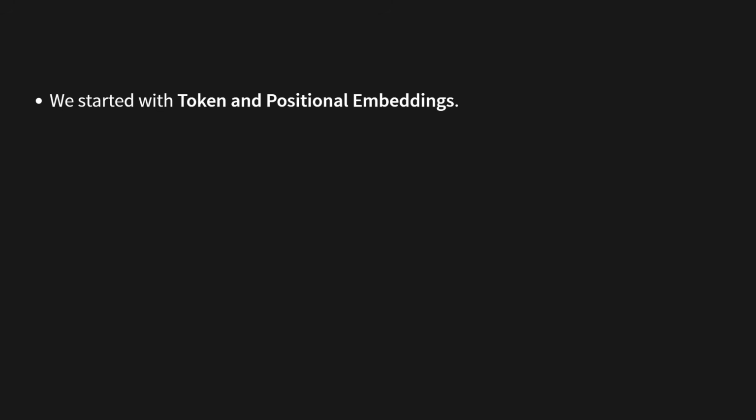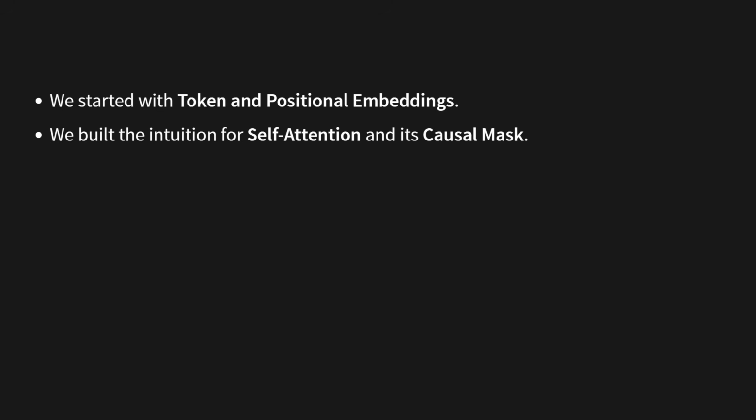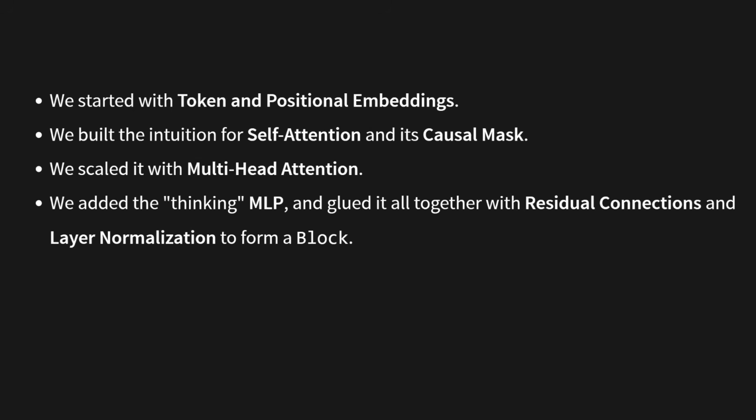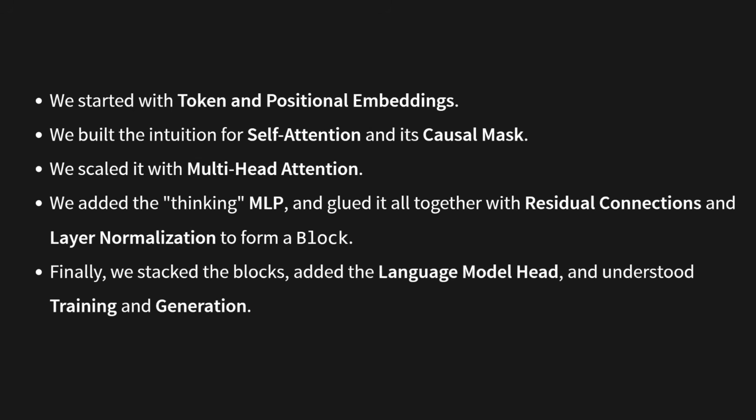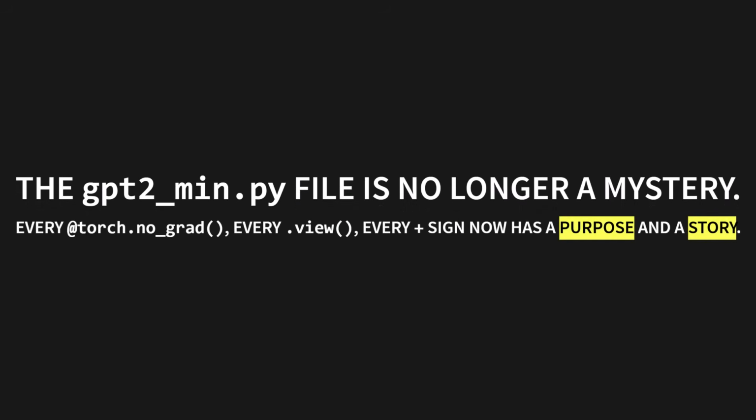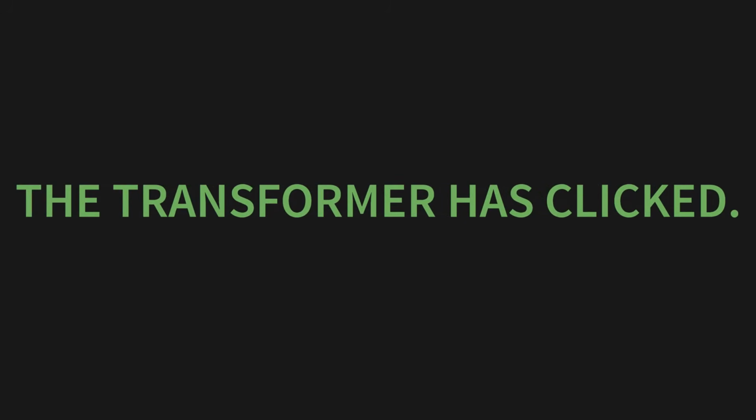We started with token and positional embeddings. We built the intuition for self-attention and its causal mask. We scaled it with multi-head attention. We added the thinking MLP and glued it all together with residual connections and layer normalization to form a block. Finally, we stacked the blocks, added the language model head, and understood training and generation. The gpt2_min.py file is no longer a mystery. Every @torch.no_grad, every .view, every plus sign now has a purpose and a story. The transformer has clicked.